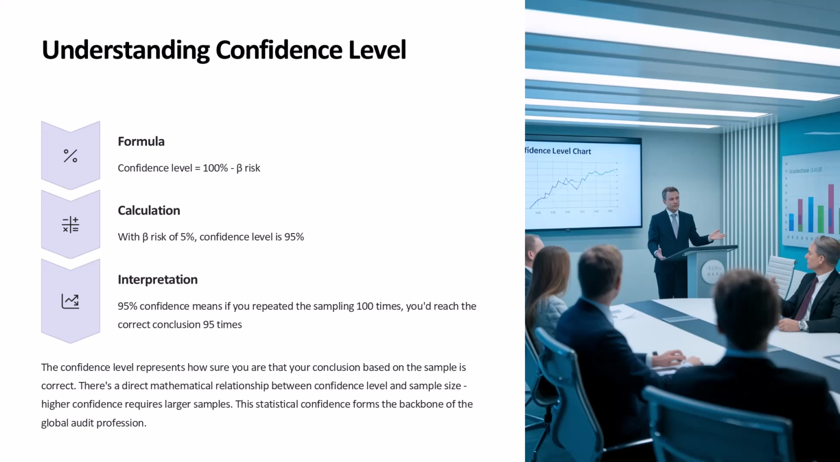The confidence level represents how sure you are that your conclusion based on the sample is correct. A 95% confidence level means that if you repeated the sampling procedure 100 times, you would expect to reach the correct conclusion 95 times. The formula is elegantly simple. Confidence level equals 100% minus beta. This gives us the statistical power to make assertions about large populations based on relatively small samples. The higher your desired confidence level, the larger your required sample size will be.